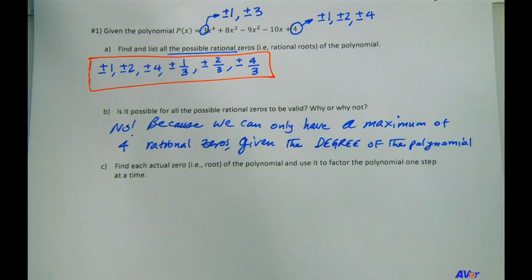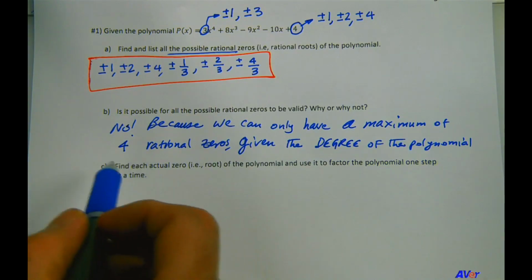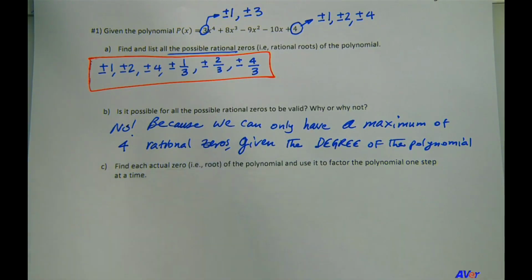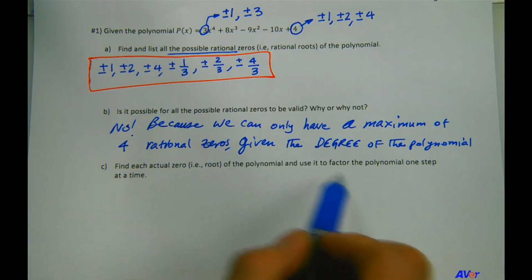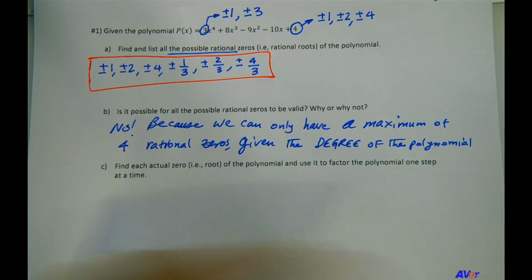Okay? The degree of the polynomial is 4. That's the highest power of the polynomial. So we can have a maximum of 4 of these acceptable. The other 8 will not work. Then it says find each actual zero of the polynomial and use it to factor the polynomial one step at a time.